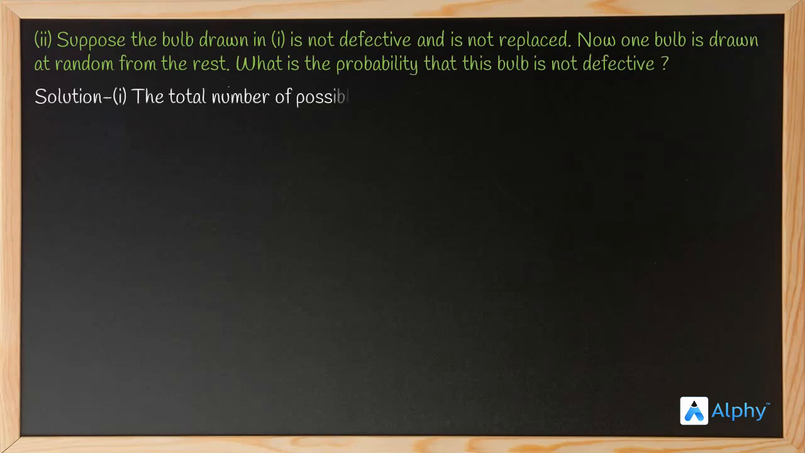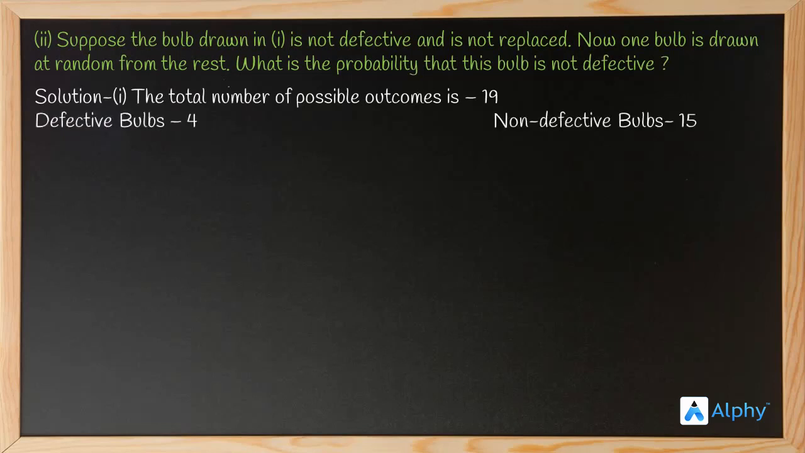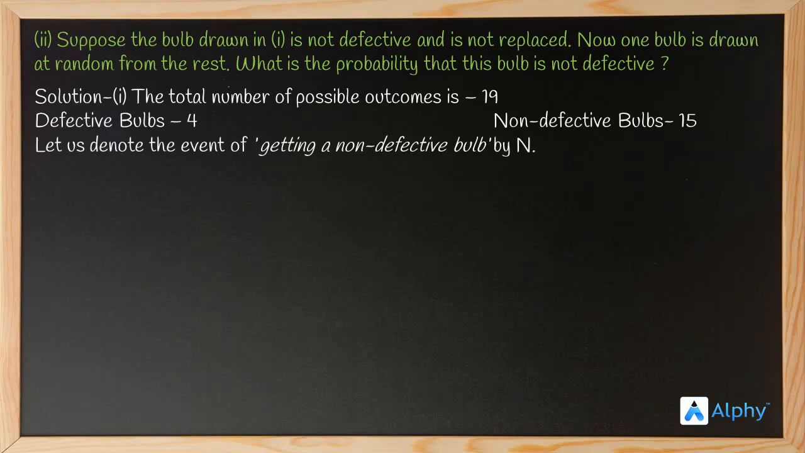The total number of possible outcomes will be 19 because we are left with 19 bulbs, out of which we have 4 defective bulbs and 15 non-defective bulbs. In this case, we have to find the probability that the bulb which is drawn out is not defective. Let us denote the event of getting a non-defective bulb by N. We have named the event. What will be the favorable outcomes? The favorable outcomes to the event of getting a non-defective bulb will be the number of non-defective bulbs present in the lot. The number of outcomes favorable to the event N is 15.